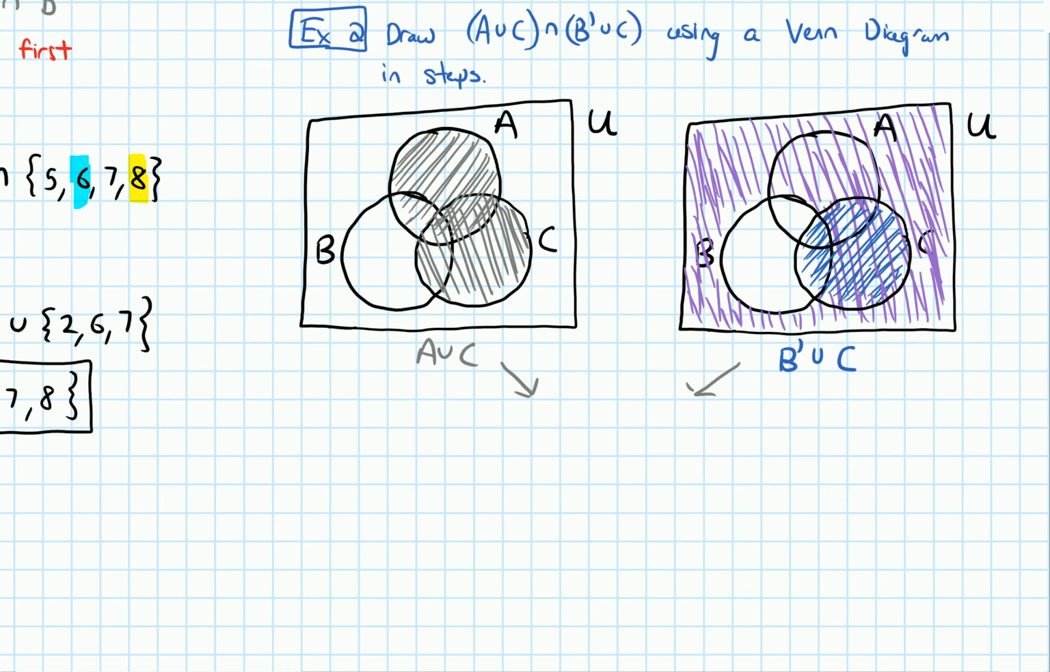So to form their intersection, we need to shade in the regions. The stuff that's in the intersection is the stuff that's in both of the sets. So we have to shade in the regions that are common to both. Okay, so let's start off with a blank Venn diagram.